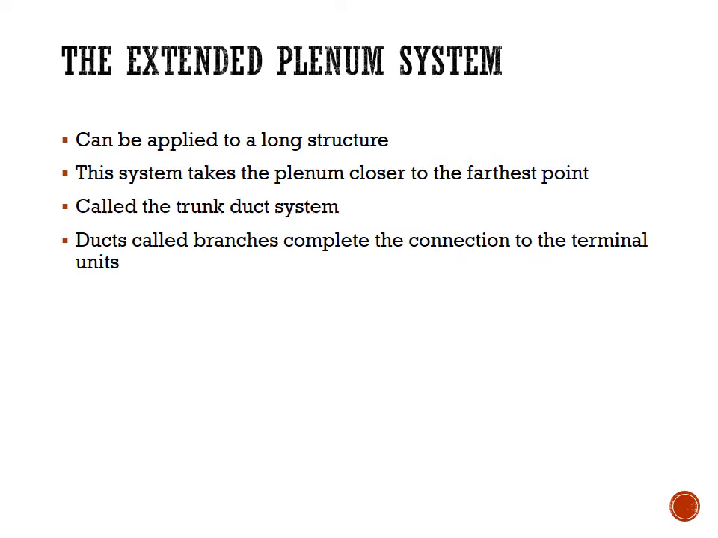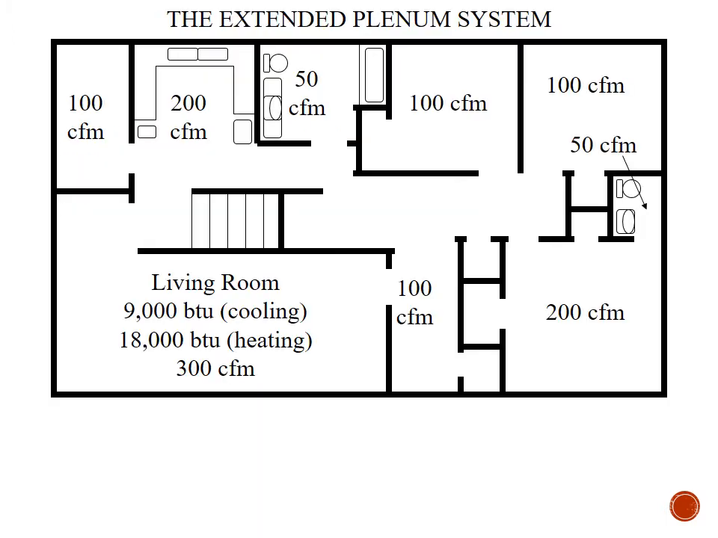Then we have the extended plenum, where we don't branch directly from the stem. We go a little bit further for longer structures. If you remember the air conditioning we have in the class, we have a simple plenum system with flexible duct. The extended plenum is longer, so we can have a big trunk that goes all the way to the last point so the branches have less pressure in them. And this is what it looks like.